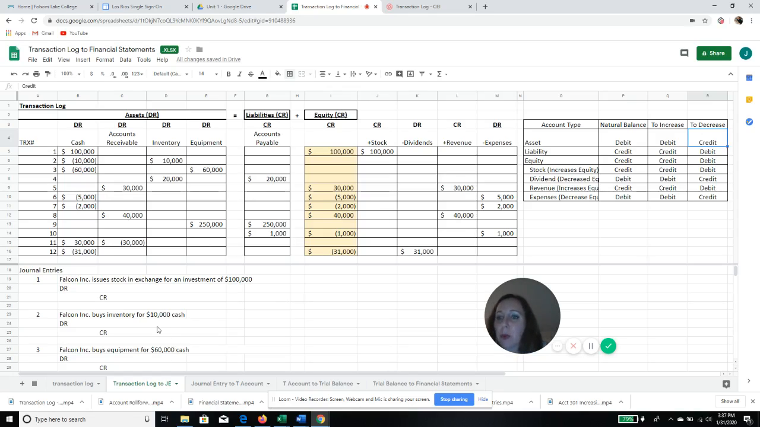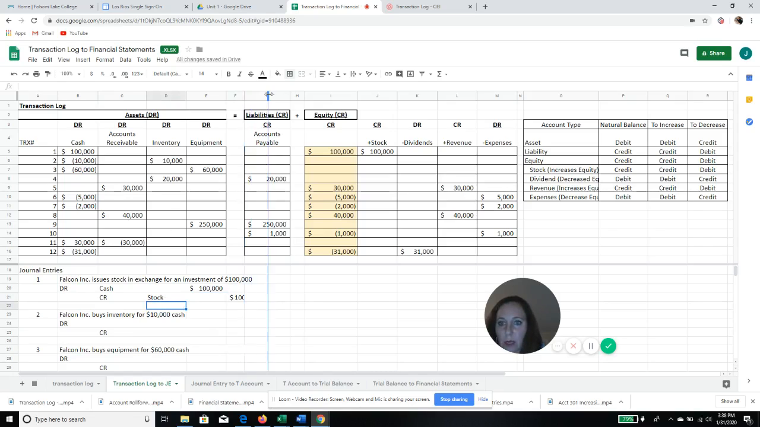In transaction number 1, when we issued stock in exchange for an investment of $100,000, we increased cash. Cash is an asset account and will increase with a debit. So I'm going to book cash, $100,000. The other account we impacted was stock. Stock has a natural credit balance, and so we increase with a credit. So we're going to credit stock for $100,000.